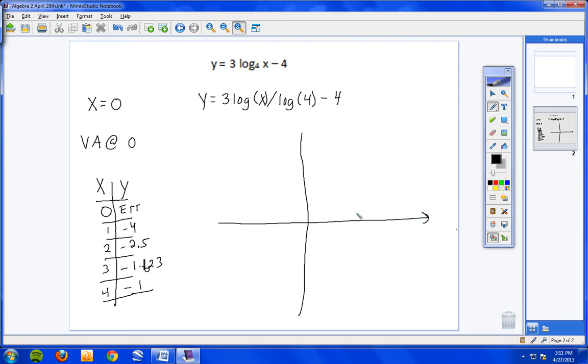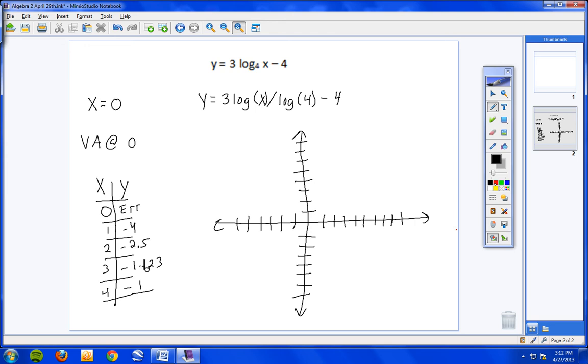I'm not trying to win the neatness of the year award or art of the year award. So here we go. Table of values. Here's your coordinate plane. And the first thing I would recommend that you do is put the vertical asymptote on the graph.